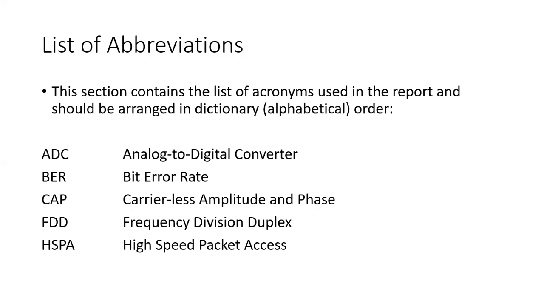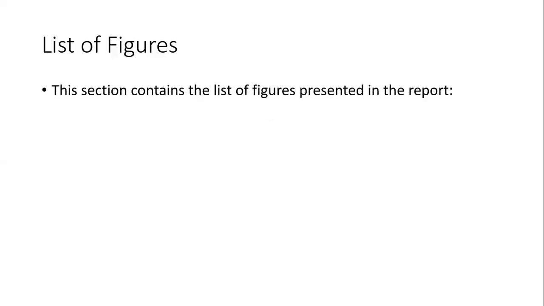Now for this list to be here, it means these acronyms must have been used in the report. HSPA, high-speed packet access. Then the list of figures. So this section contains the list of figures presented in the report.